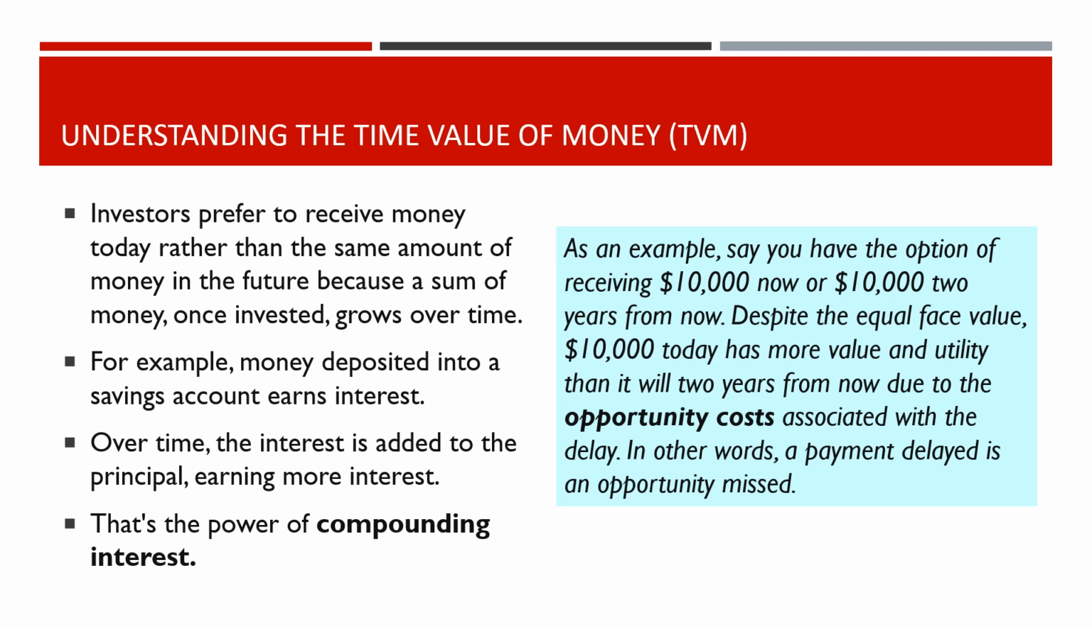As an example, say you have the option of receiving $10,000 now, or $10,000 2 years from now. Despite the equal face value, $10,000 today has more value and utility than it will 2 years from now, due to the opportunity costs associated with the delay. In other words, a payment delayed is an opportunity missed.